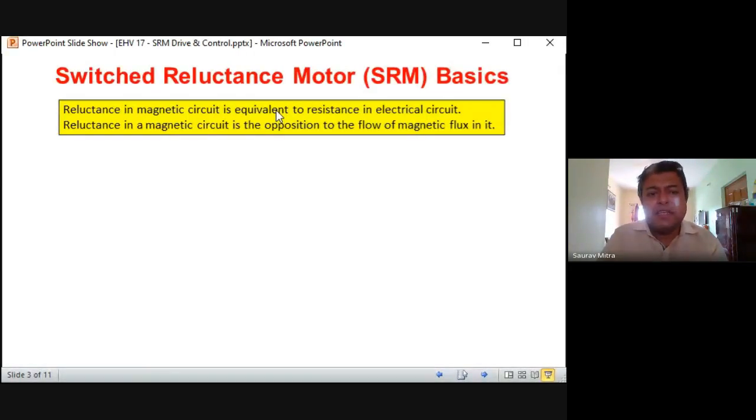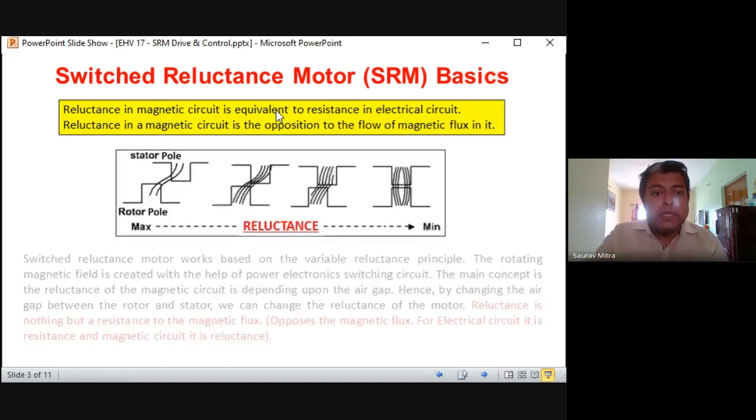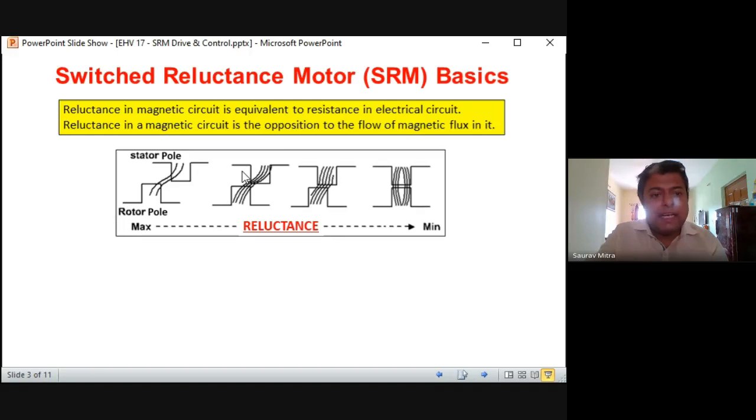Reluctance in a magnetic circuit is the opposition to the flow of magnetic flux. And what is equivalent to magnetic flux? Equivalent to magnetic flux in an electrical circuit is the flow of electrons. Now here in the diagram it is shown. In the case of a switched reluctance motor, we will find the same thing.